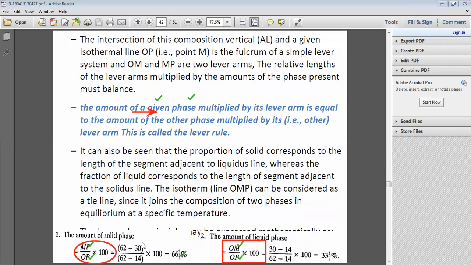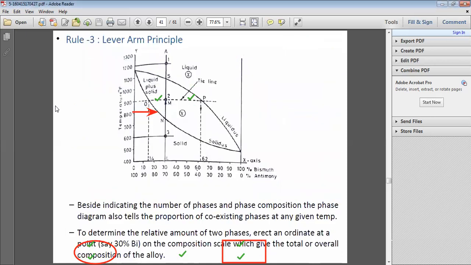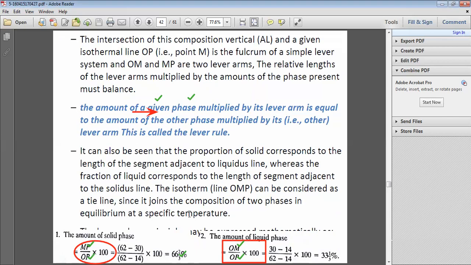In the first case MP was 62 minus 30, and OM in this case is this part, so the line is 30 minus 14. So 16 upon 52 into 100. The overall value we are getting out of it is 33 1 by 3.